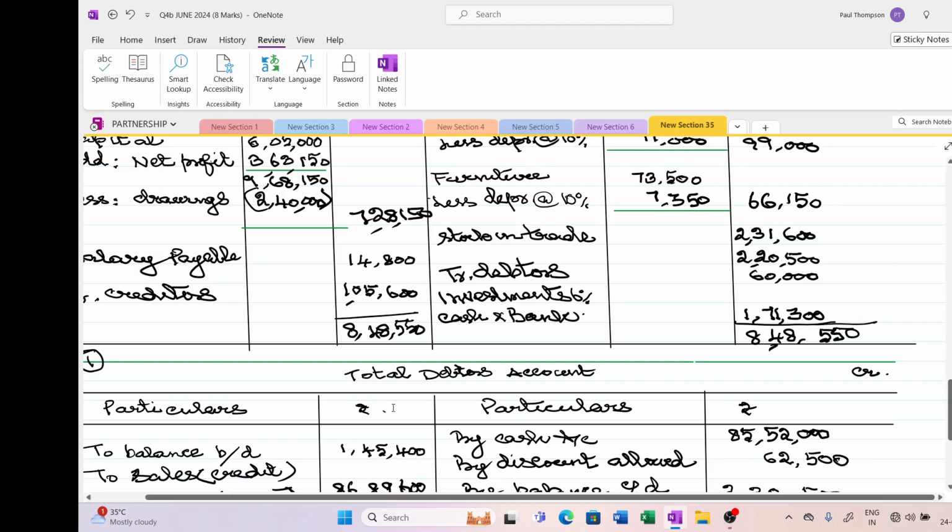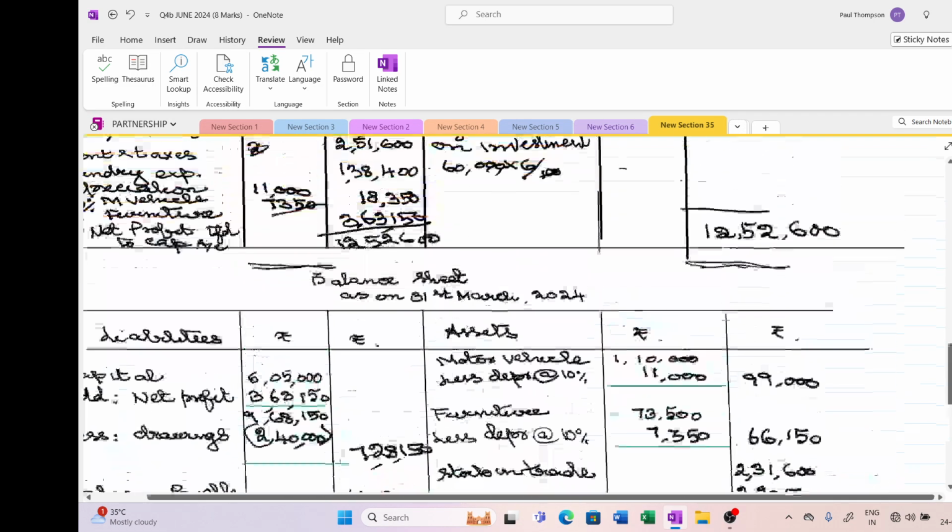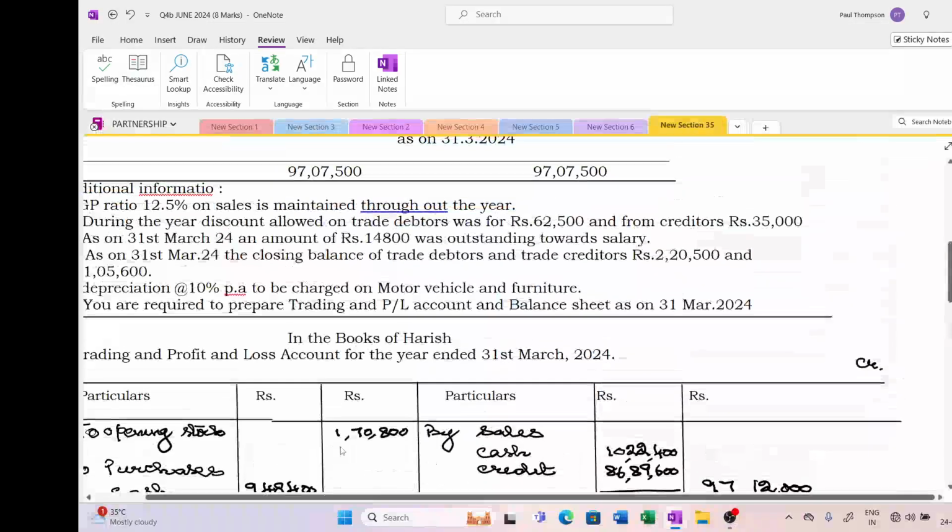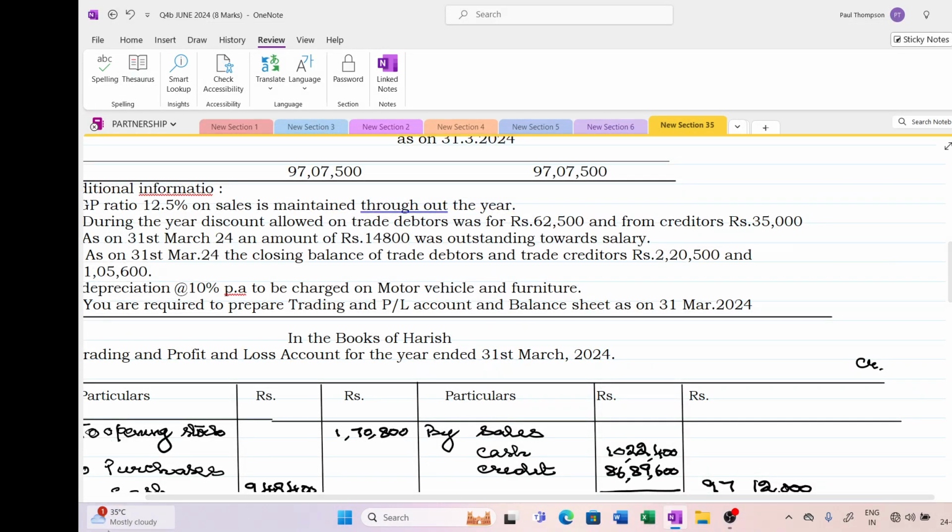You will have a speed. So I think it's clear. In case of any doubt, please leave it in the comment box.